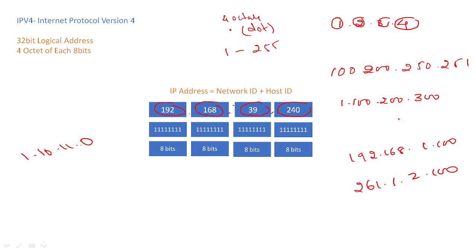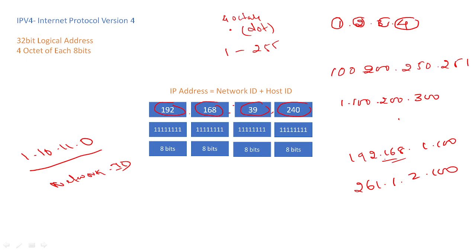So if a number ends with 0, that's not an IP address. We call it a network ID. So if somebody asks you to write the network ID of this particular IP address, 192.168, what you have to do is write the same three numbers, and the last number you make 0. You see here, 1.10.11.0, the last number is 0. That is the network ID I told.